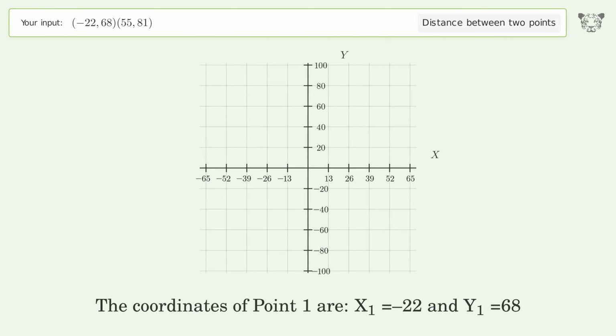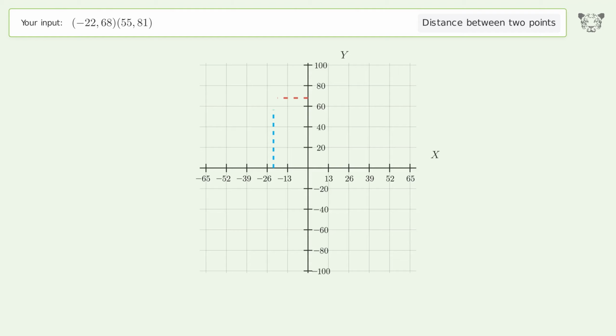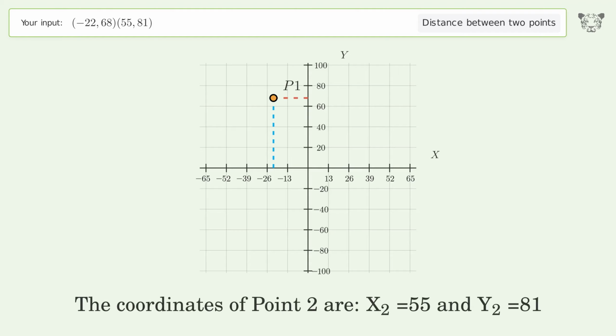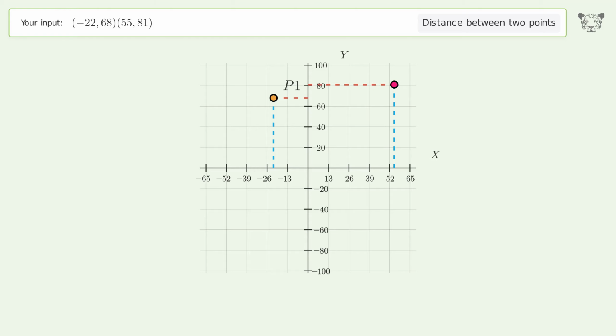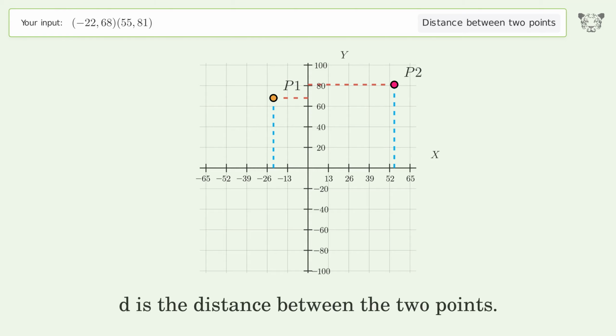The coordinates of point 1 are, x1 equals -22 and y1 equals 68. The coordinates of point 2 are, x2 equals 55 and y2 equals 81. D is the distance between the 2 points.